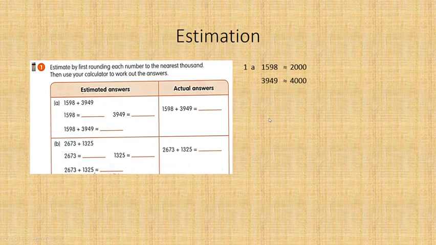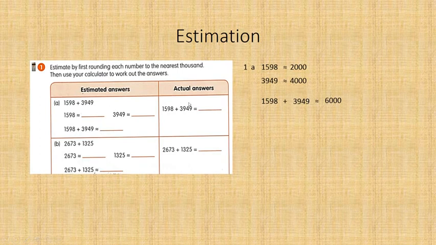And after that, add them. If you just add them by rounding them, the answer is going to be 2000 plus 4000 equal to around 6000. So I didn't make it the actual answer. I just estimated the answer. So right now he just asked me, what about the estimated answer? So this is the estimated answer, 6000.